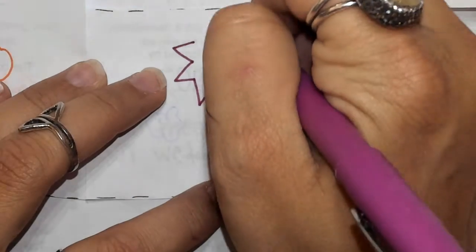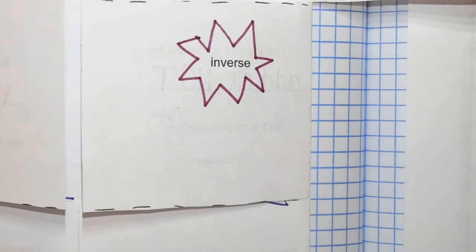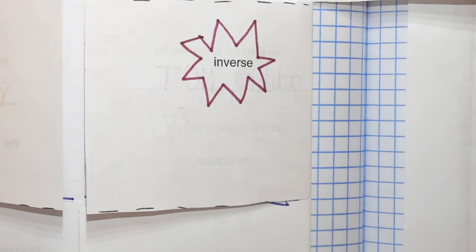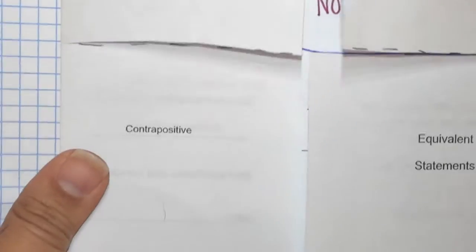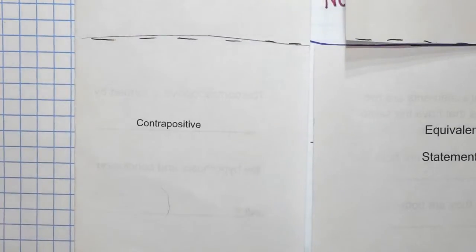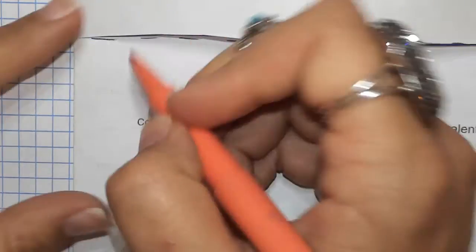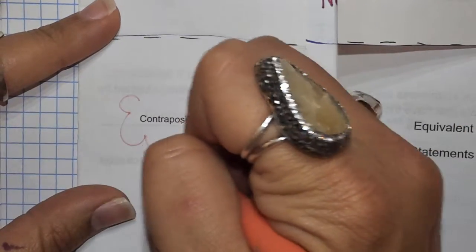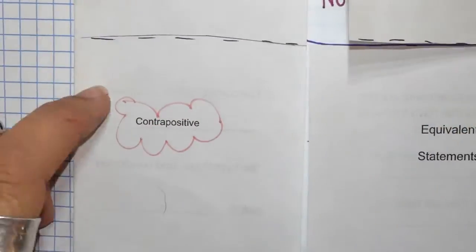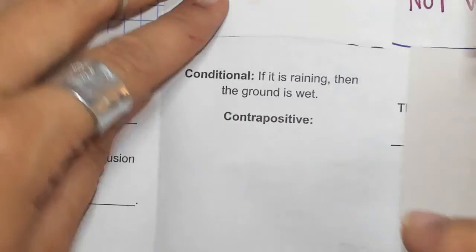The last one that we're going to talk about that is important is called the contrapositive. Now, these three have a special name, and we're going to write that on the outside of our flappies in a minute. But the contrapositive, one, it's a fun word to say. Say it, you'll have fun.